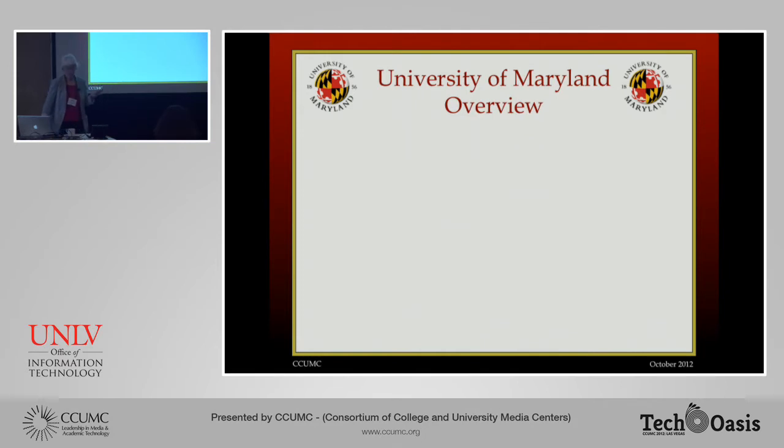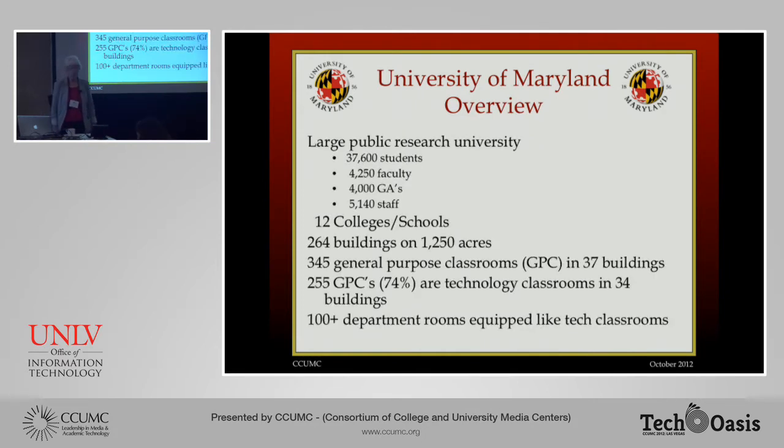Give you a little idea of what the University of Maryland is like. We are basically a very large public institution. As you can see, we've got 37,600 students, lots of faculty, GAs, staff, 12 colleges, 345 general purpose classrooms spread out all over campus. About 75% of them have technology at this point. And then we have about 100 other department rooms with technology. And that's where I've focused most of my efforts until recently.